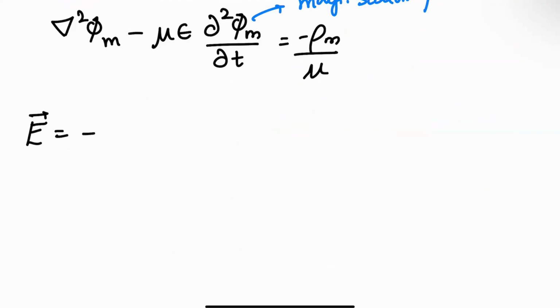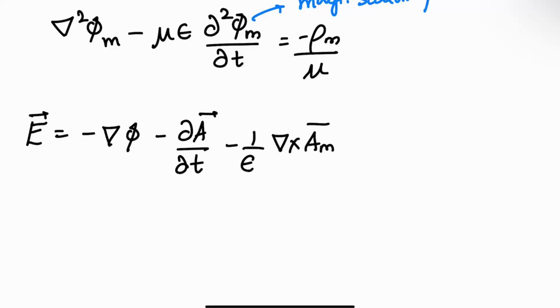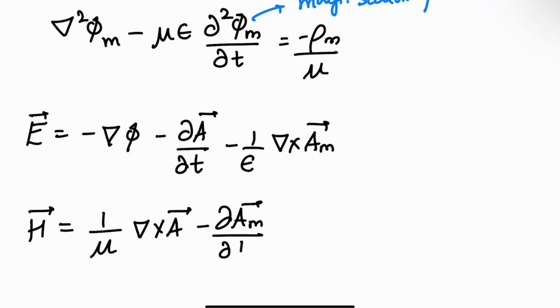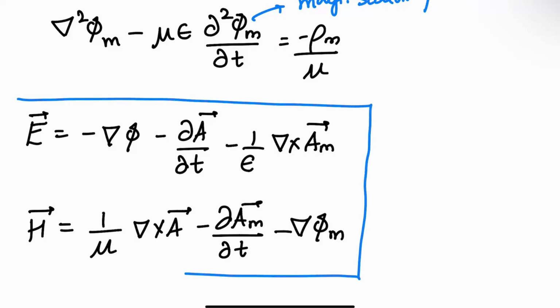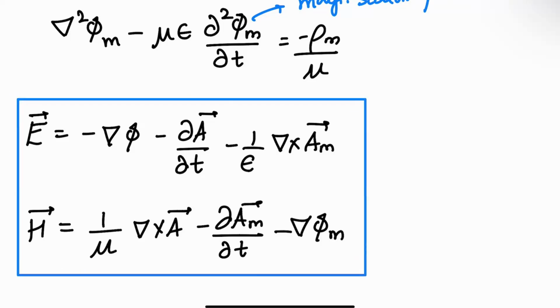So with superposition, E can be written as minus gradient of phi minus dA over dt minus 1 over epsilon curl of A_m. So I'm including both sources here, which means that you should have all four potentials. And similarly, H is given by dA_m over dt minus gradient of phi_m.